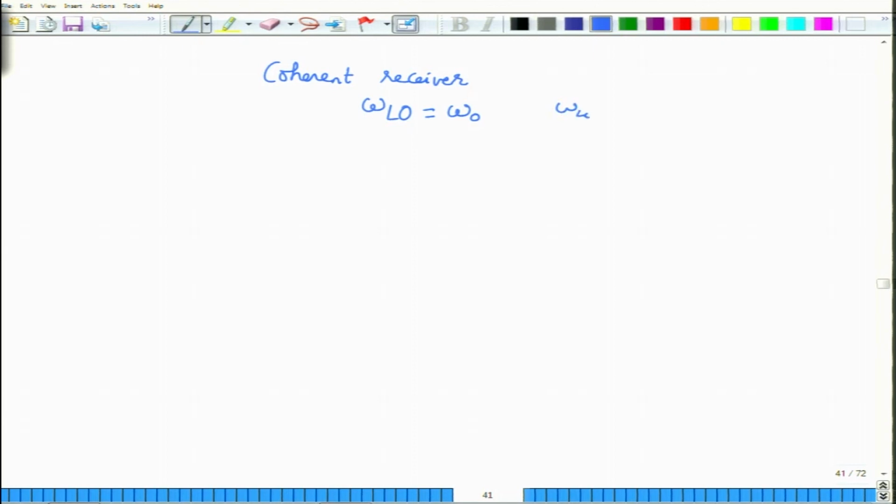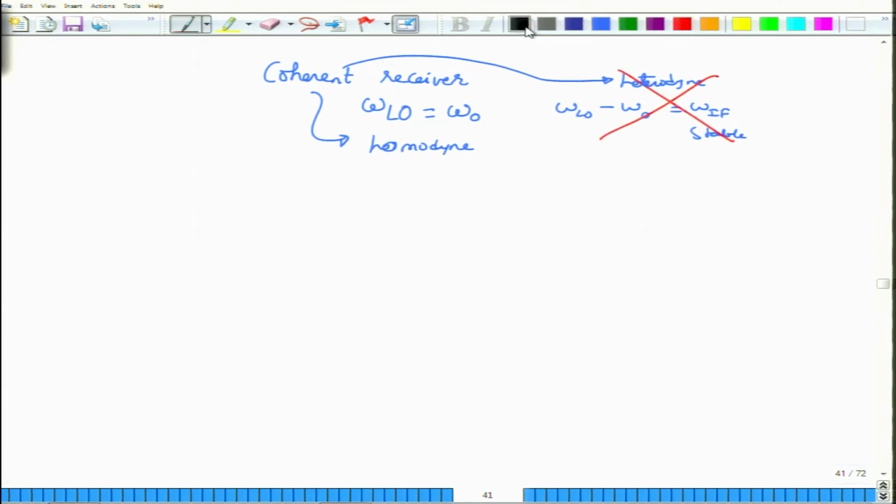If omega LO is not equal to omega 0, but the difference, omega IF, is stable, then this is called a heterodyne communication system. This is called a homodyne communication system. So what you have is coherent homodyne or coherent heterodyne. Usually we do not use this coherent heterodyne system, not really useful for us, or at least not really useful in today's scenario, but this is what we are trying to achieve.